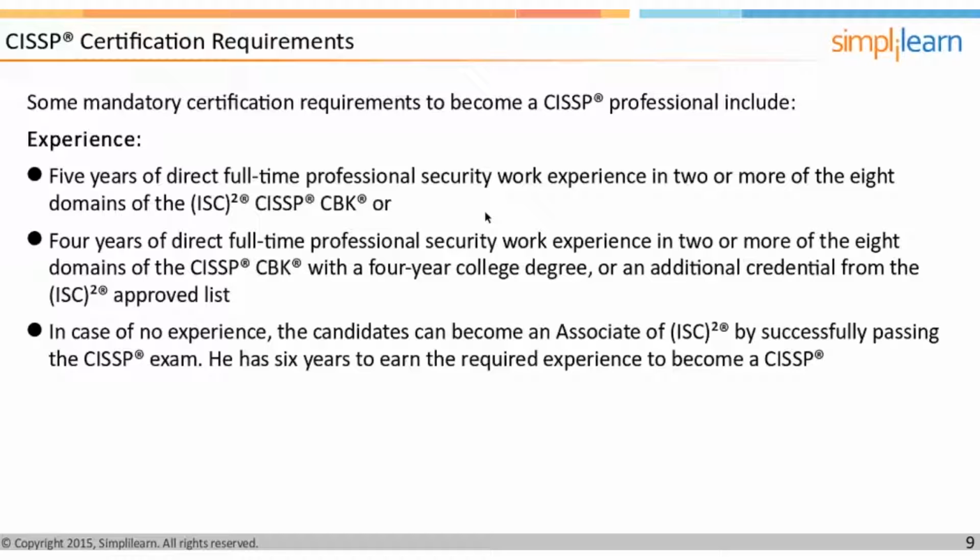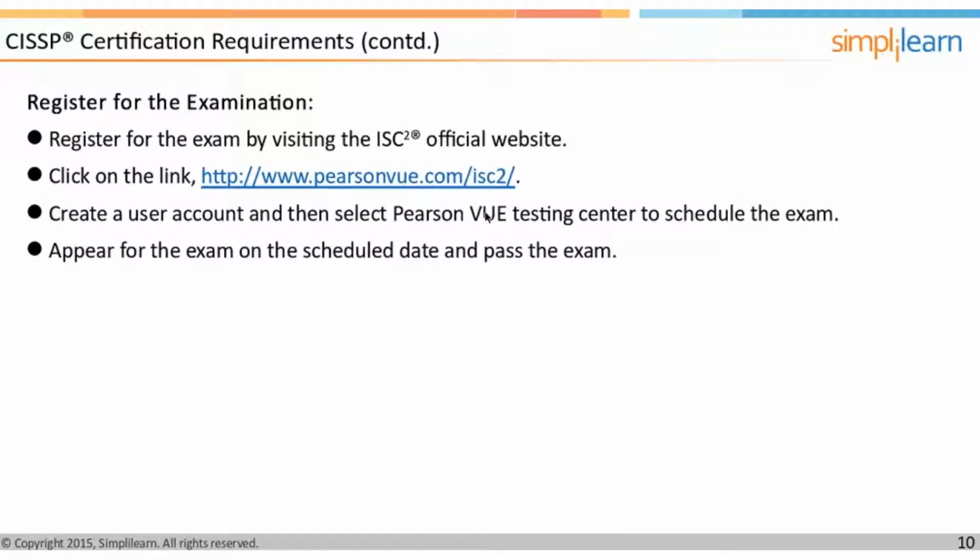That's the requirement part. That's the first thing. All right, so how to take the exam? You need to register, and this is the link here. You can find it on the CISSP official website as well. The link is to the pearsonvue.com website, and you'll need to create a new user account, and search for the Pearson VUE Testing Center in your location, schedule the exam, and pass the exam.